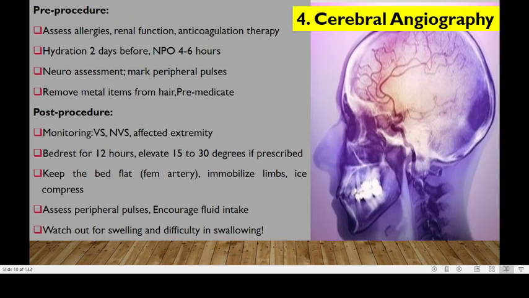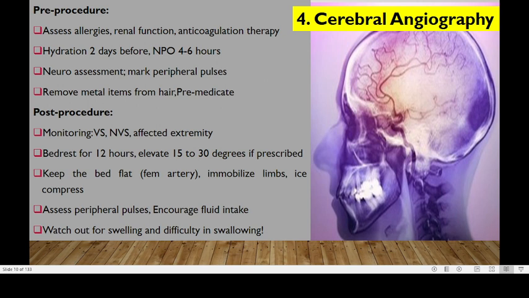In number 4, we have the cerebral angiography. Here you also need to assess for allergies, renal function, anticoagulation, hydration 2 days before, and also keep the patient NPO (nothing by mouth) 4 to 6 hours before the procedure. You could also do a neuro assessment where you also mark the peripheral pulses, remove metal items from the hair, and you pre-medicate this patient.